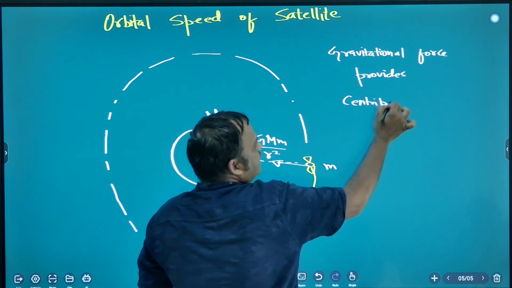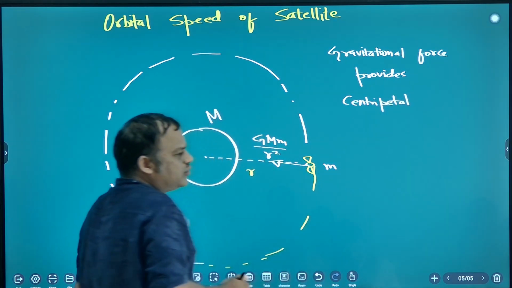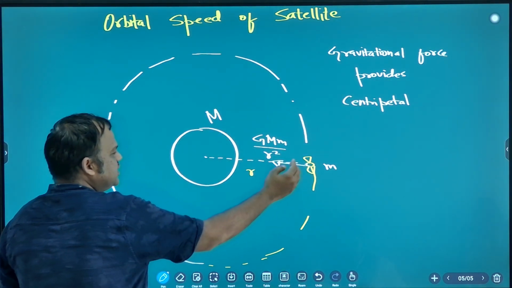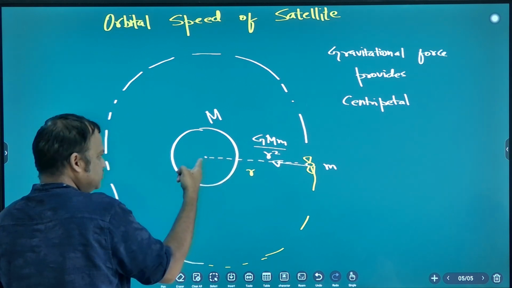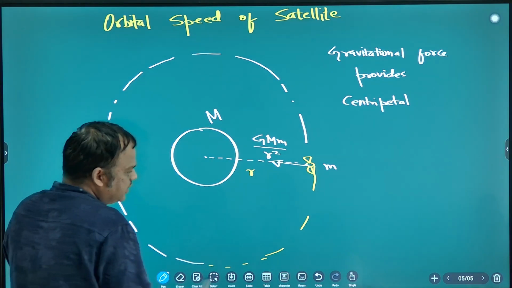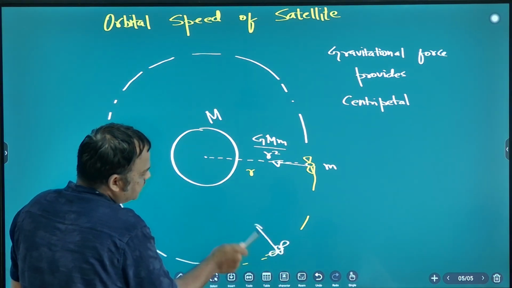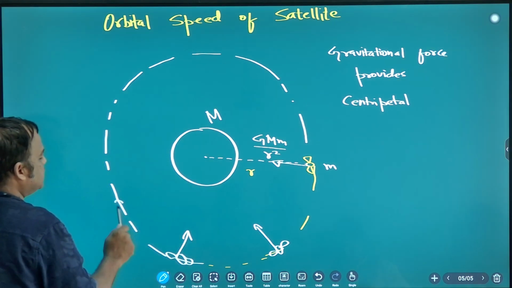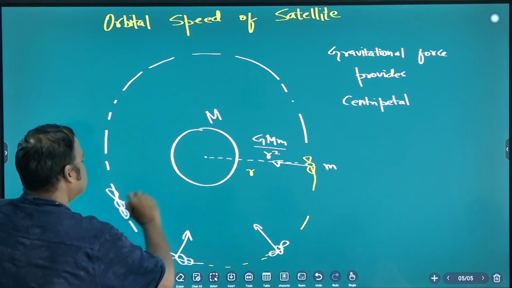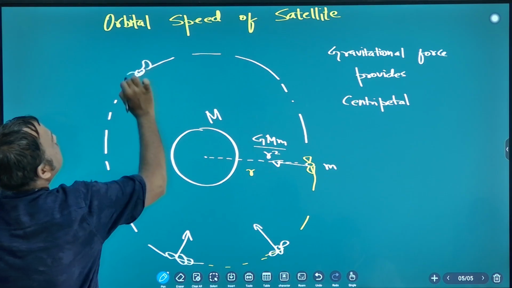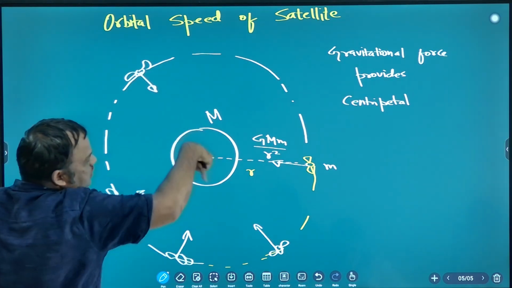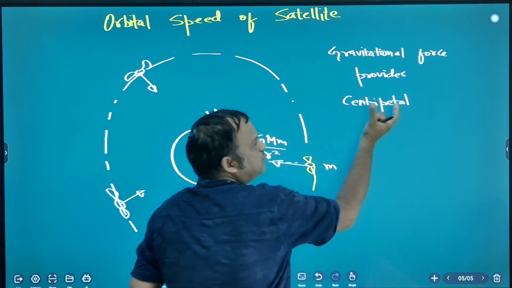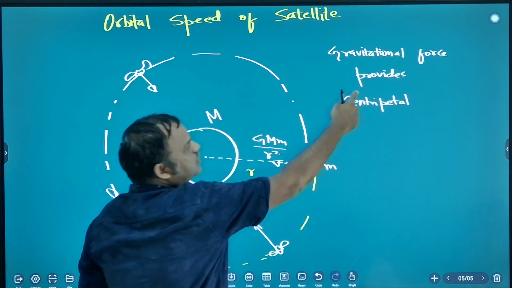We know that if any particle is performing uniform circular motion, there must be some force acting towards the center. When the satellite is here, the force will be this way; when the satellite is here, the force is towards the center. That force is known as centripetal force. It is a general name. So gravitational force provides centripetal force.